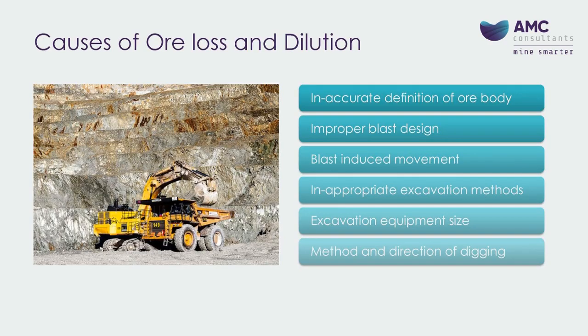So there are a lot of causes for ore loss and dilution. This talk predominantly focuses on open pit, but many of these can also be applied to underground. So causes are inaccurate definition of the ore body, improper blast design, blast-induced movement, inappropriate excavation methods, excavation equipment size, and the method and direction of digging. Today's talk is going to predominantly talk about blast-induced movement.